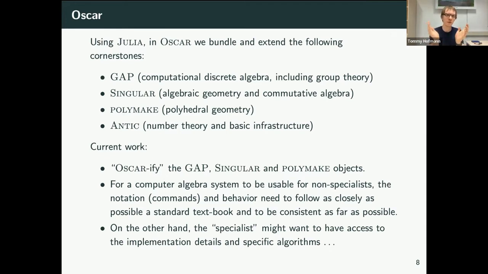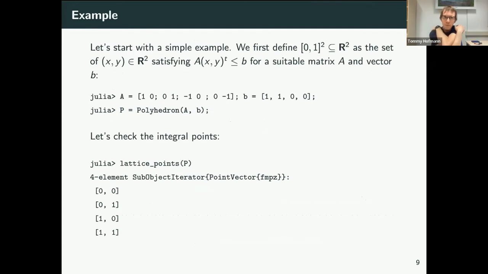But at the same time, one has always access to all the intricate details of each system. So, for example, you can call every function of Polymake, even if it's not already wrapped up in a nice way. Okay, so let's look at some examples. How does it look in practice?